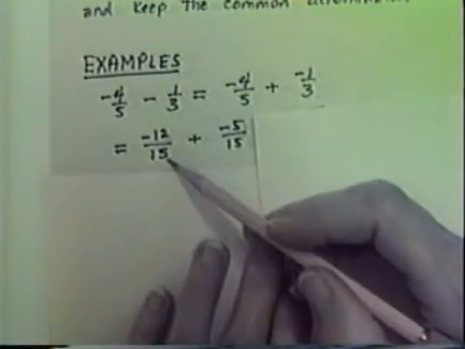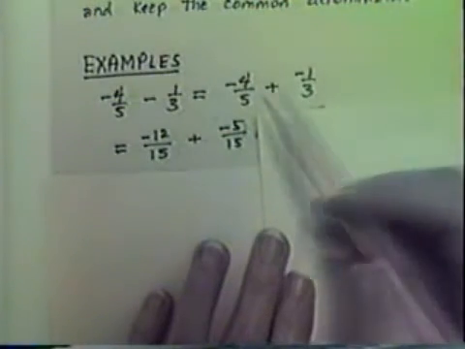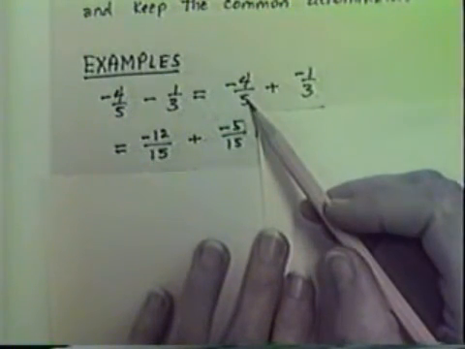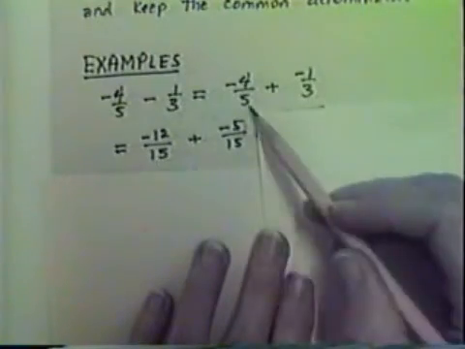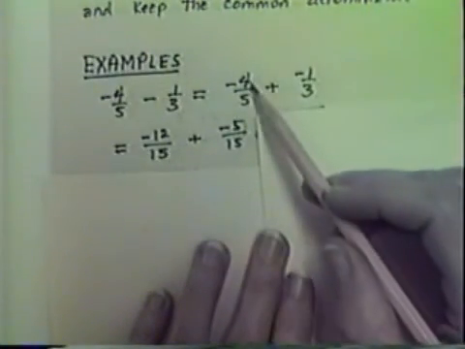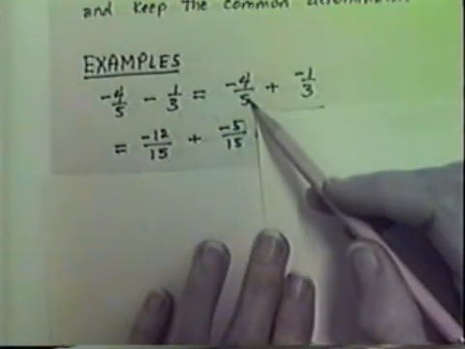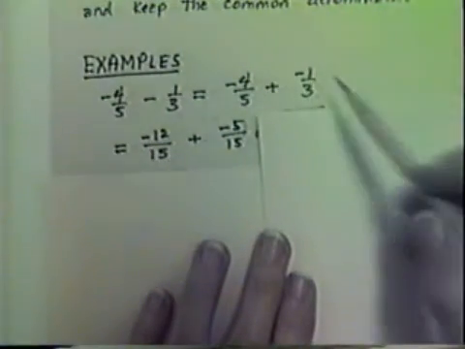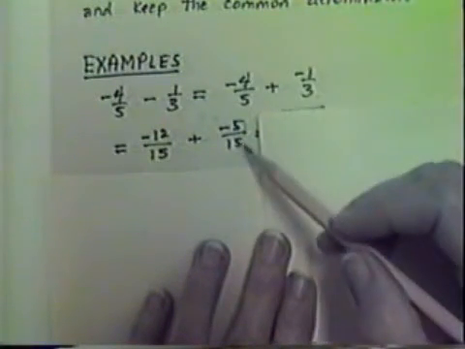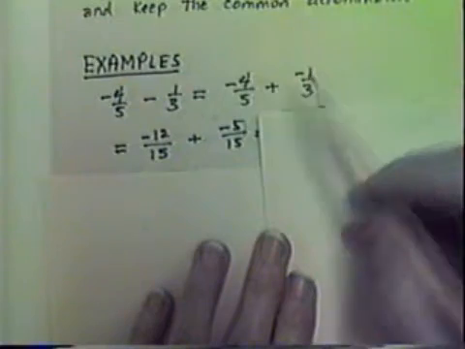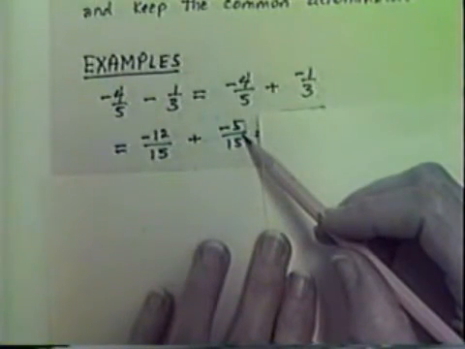-4/5 converts to -12/15. Remember that common denominator 15 means we figure out what 5 into 15 is. 5 into 15 is 3. And then 3 times the -4 gives us -12. -1/3 converts to -5/15 similarly. 3 into 15 is 5. 5 times -1 is -5.